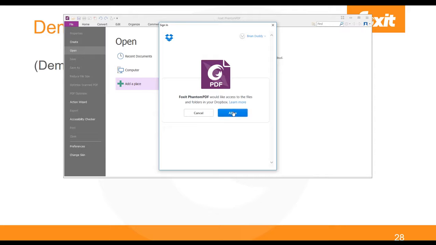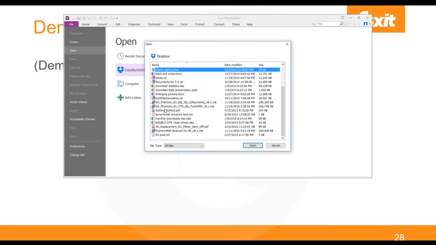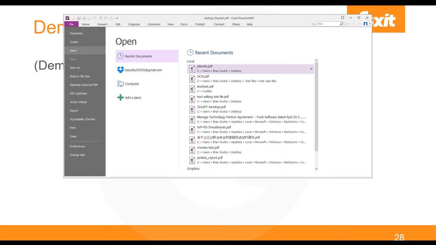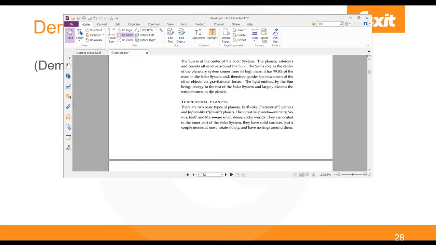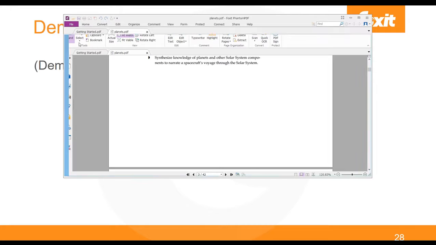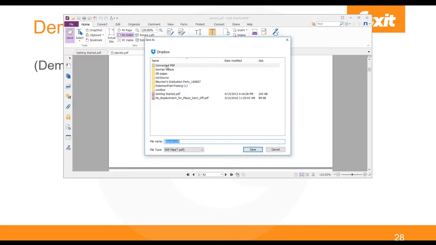Of course, once you give permission, you can see all of your Dropbox files here and freely choose one to open. Of course, you can only open PDF files, but once you open one, it quickly shows within Phantom PDF. What you can also do is open any PDF file from your computer, do all the things you can do within Phantom, which include edit, comment, protect, and so on, and then save it directly to Dropbox in any folder you choose.